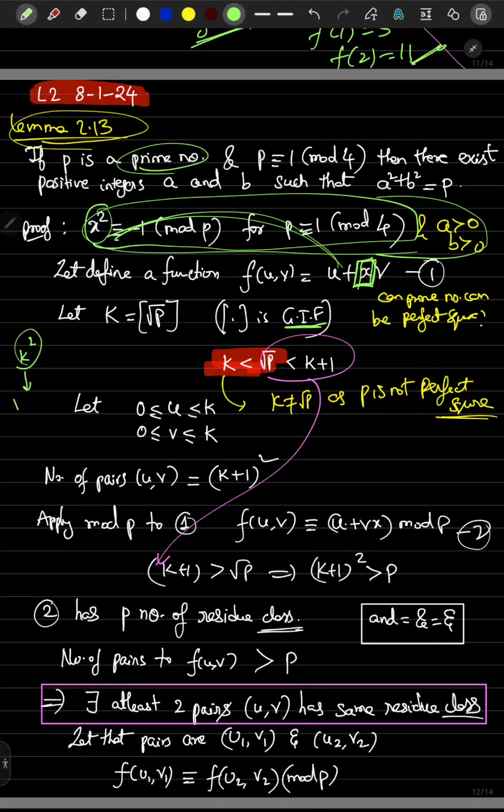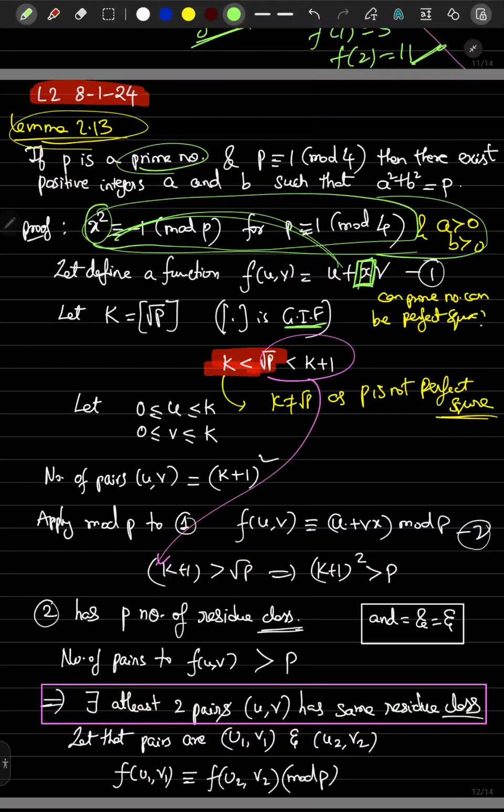What are the divisors? 1, k, and k square are the divisors. But for a prime number, what? 1 and itself. Yes. P square cannot be a divisor. That's why a perfect square is not a prime. Okay, a prime number is not a perfect square.